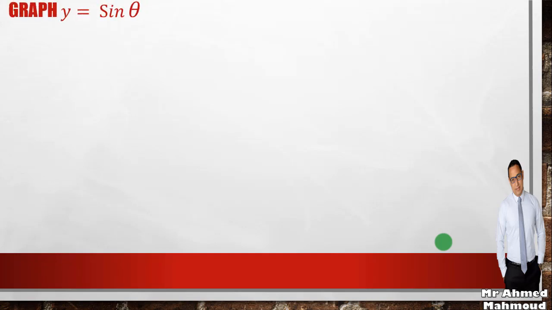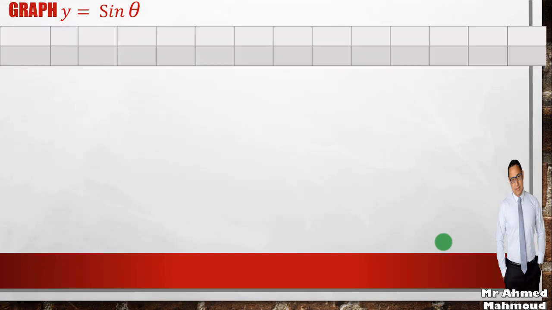First, we are going to start with graphing the sine function. Okay, let y equal sine theta. Now to graph this function, as we used to graph any function, we start with a table. We make a table like this. So up I'm going to write theta, down I'm going to write sine theta. Okay, now I'm going to try to choose some values for theta.